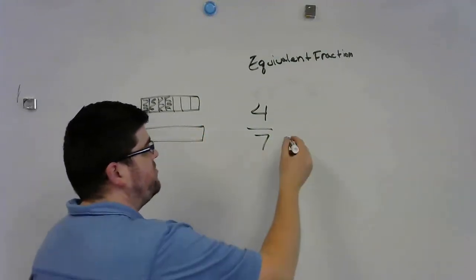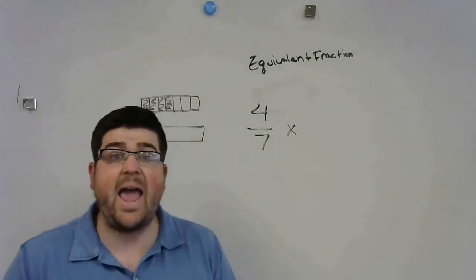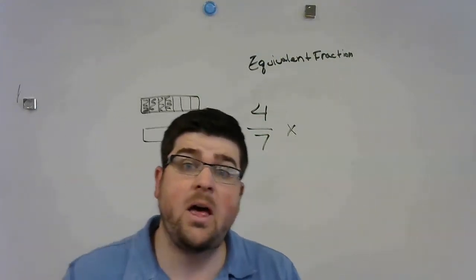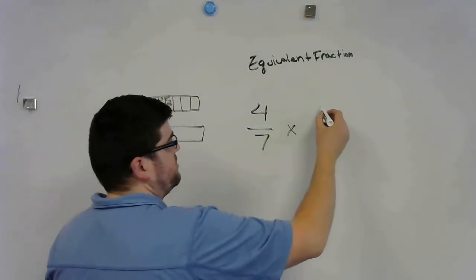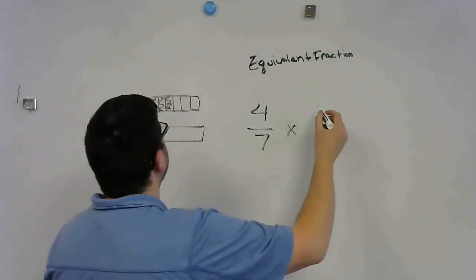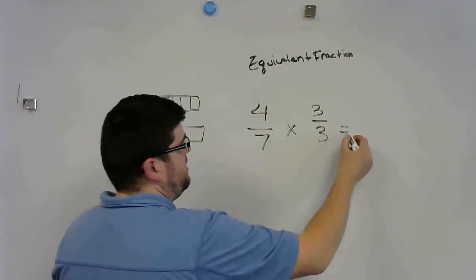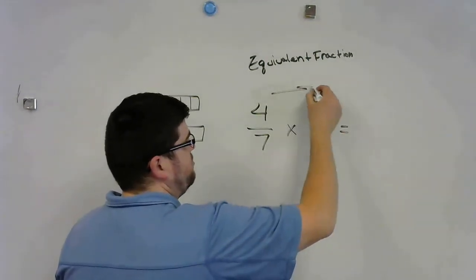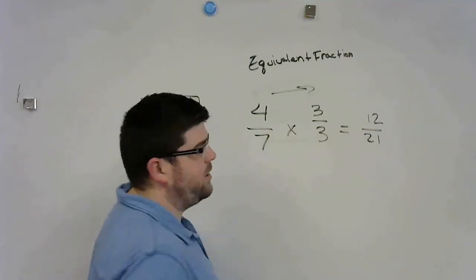To do that, I'm just going to multiply by a fraction that's equal to 1. And you can use any fraction that's equal to 1. Any of them. For this one, I'm just going to pick 3/3. And that equals 4 times 3, multiplying across the top, is 12. And 7 times 3 is 21.